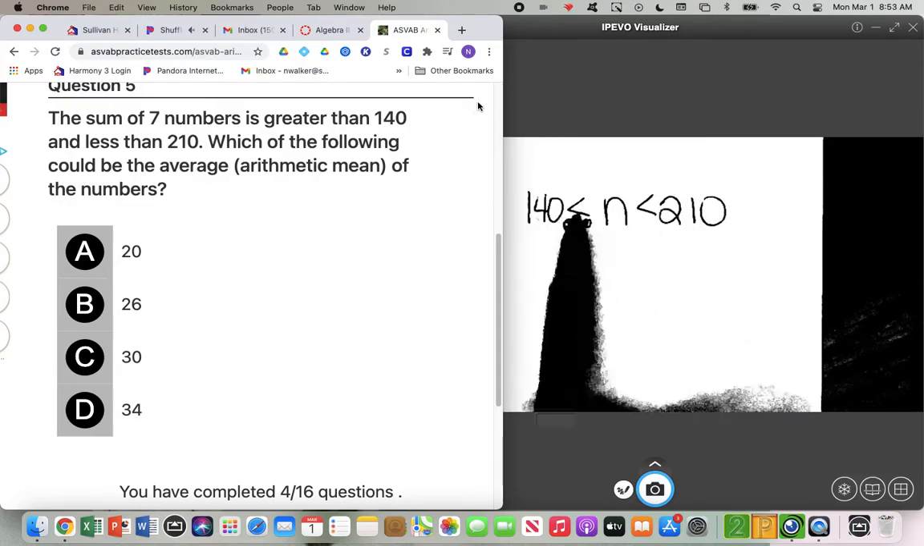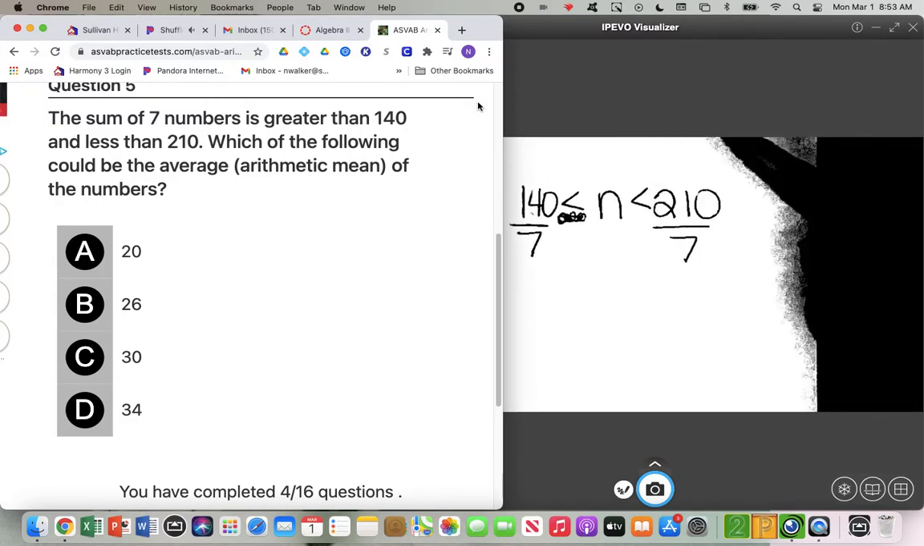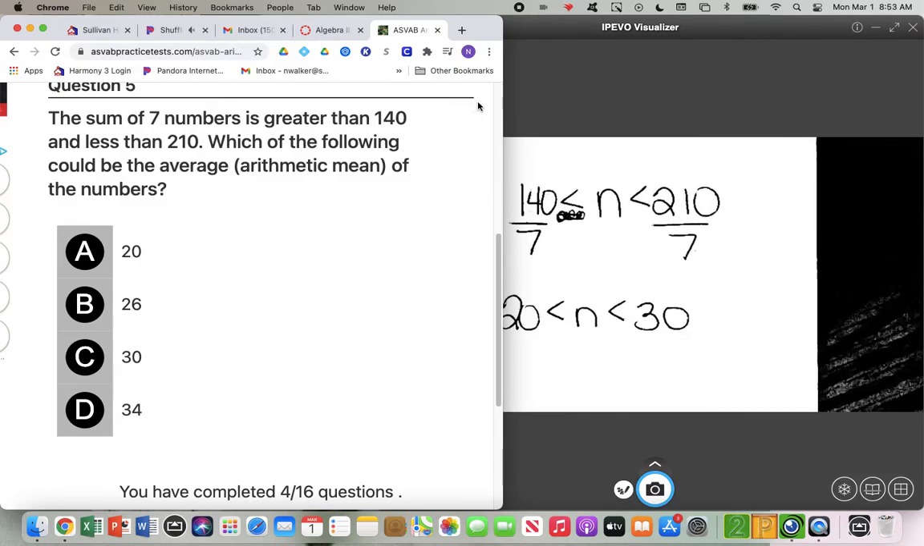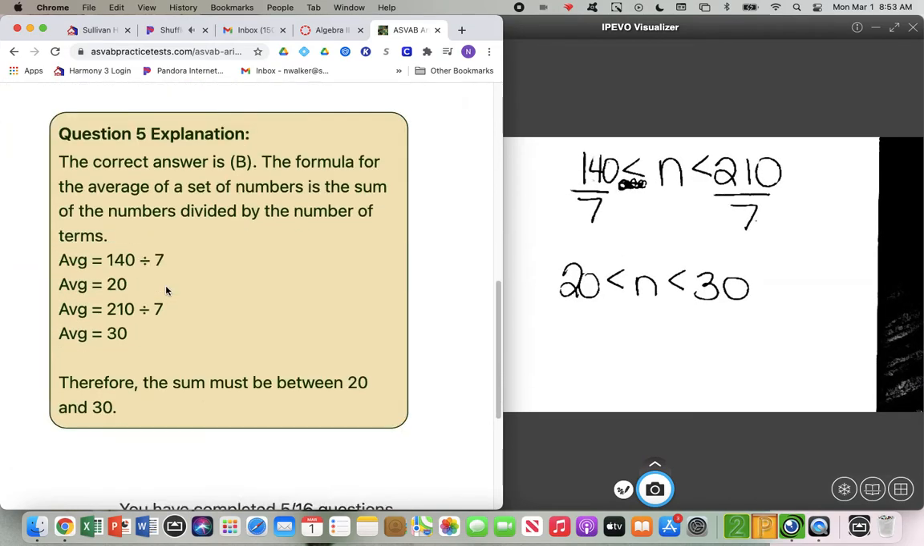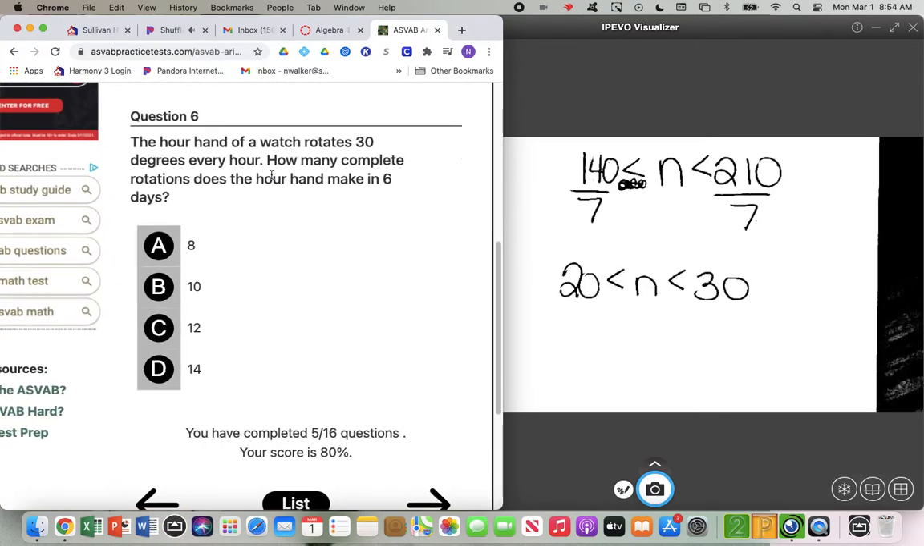So these are the numbers we get when we add them up. So what happens to these numbers if I divide them by 7? What's 140 divided by 7? 20. And 210 divided by 7? So it says which one could possibly be an average? It's got to be in between 20 and 30. What's the only one that does that? There we go. Ooh, this is a good question.